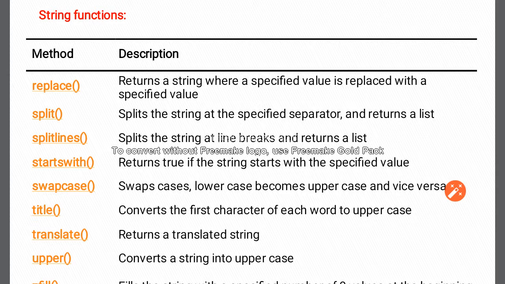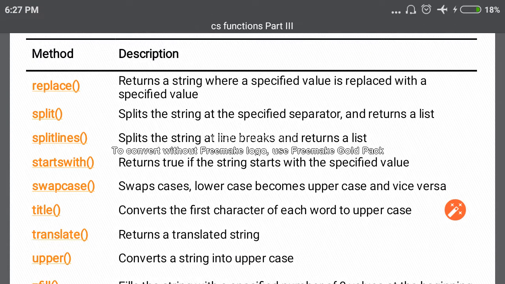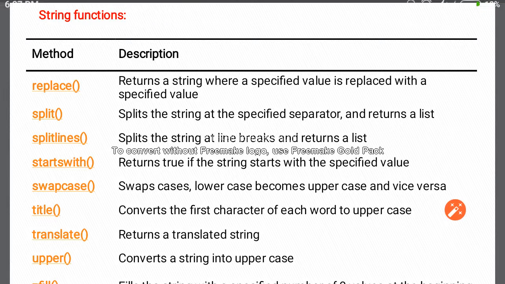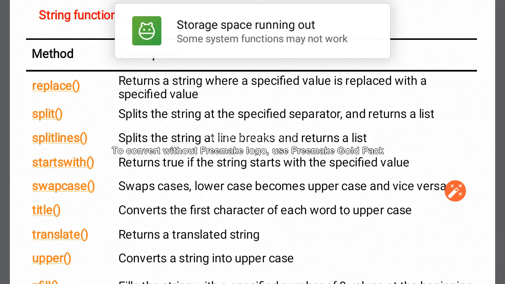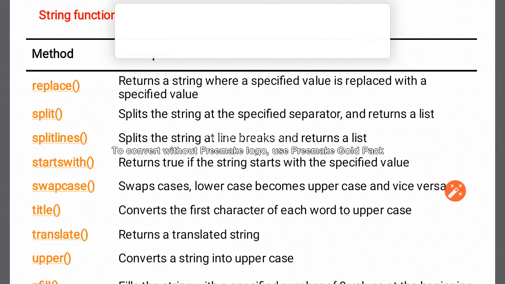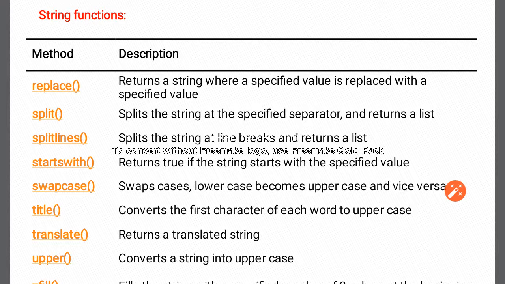Okay, then startswith, it will return true if the string starts with a specified value. In the previous slide you have done endswith, the same thing, it is startswith. Then swapcase. Swapcase is nothing but just like in Word, you have got Change Case, so toggle. There the uppercase is converted to lowercase and the lowercase is converted to uppercase. Then title converts the first character, and then translate returns a translated string.